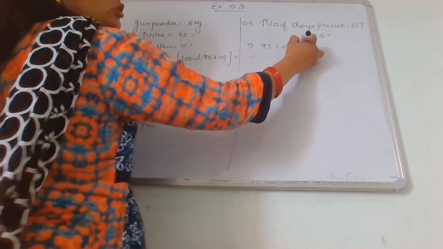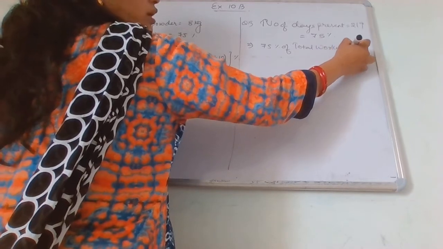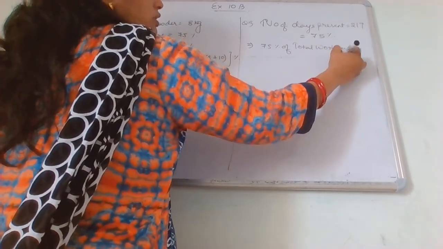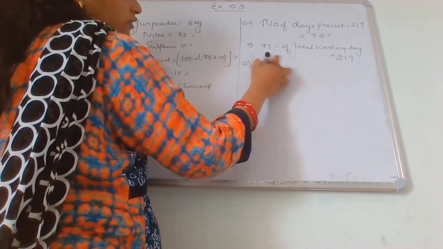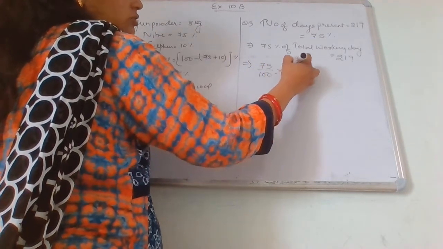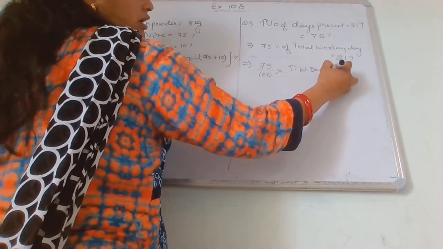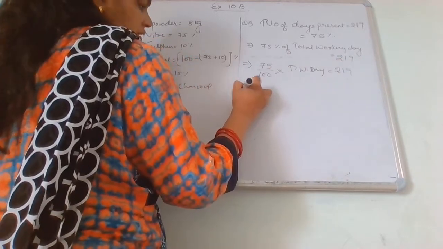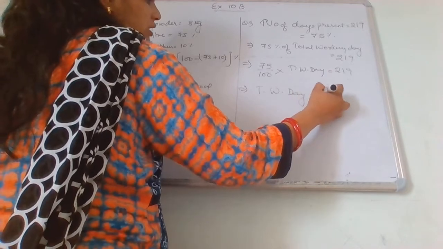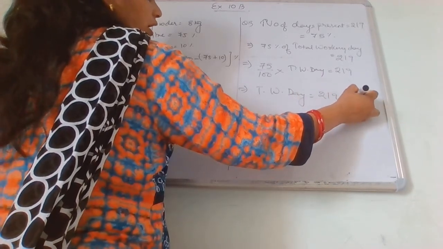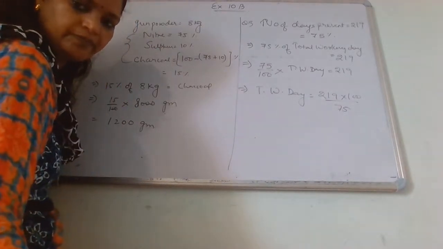So this implies 75% of total working days is 219. So this is 75 by 100 into total working days, and total working days is equal to 219. So total working days can be written as 219 into 100 divided by 75.